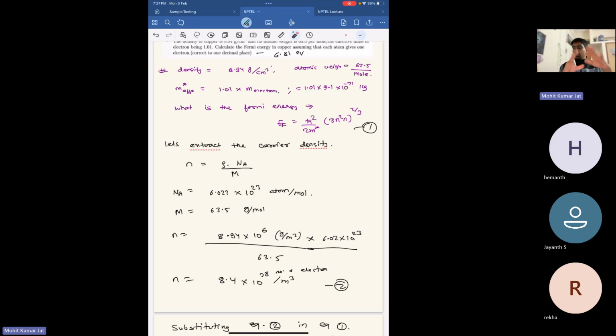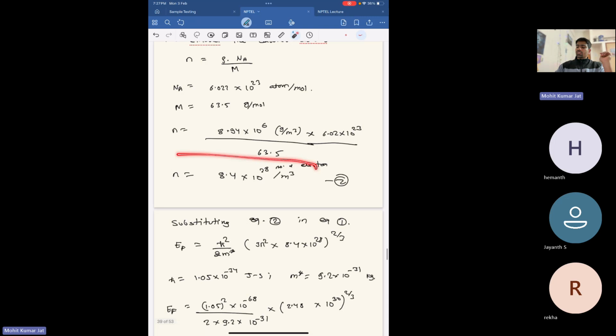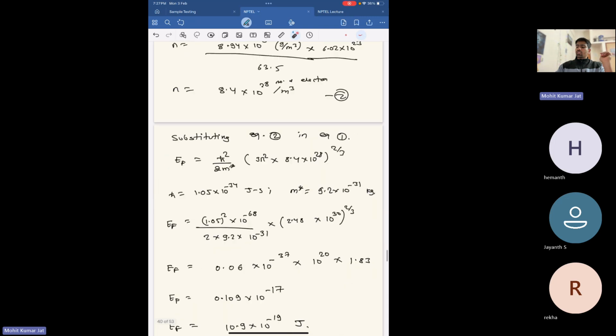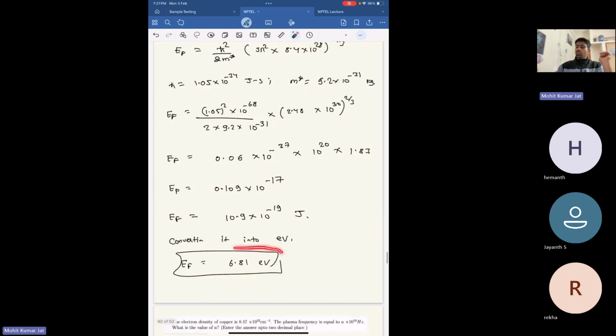If we do it for the 3D, we take a sphere and then 4 pi k square dk, then we integrate it from 0 to kf. Then we substitute EF equals h bar square k square by 2m, and that will give me this relation. You can follow the class notes. For this, we substitute the carrier density n, and that gives me EF to be 6.81 electron volt.